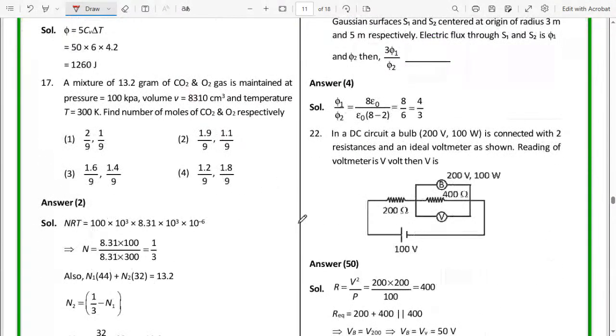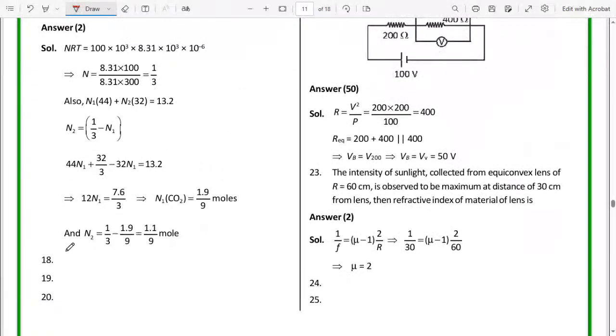Next, question number 17. A mixture of 13.2 grams of carbon dioxide and oxygen gas is maintained at pressure equal to 100 kPa, volume V equal to 8310 centimeters cube, and temperature T equal to 300 K. Find the number of moles of carbon dioxide and oxygen respectively. What is the correct answer? Yes, option 2, 1.9 by 9 and 1.1 by 9, is going to be the correct answer, students.